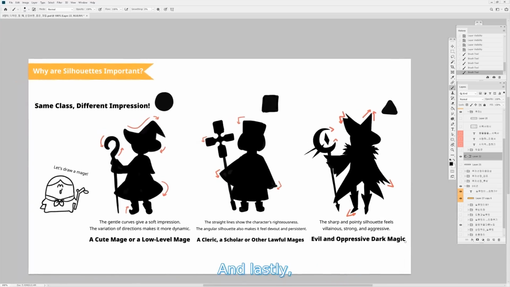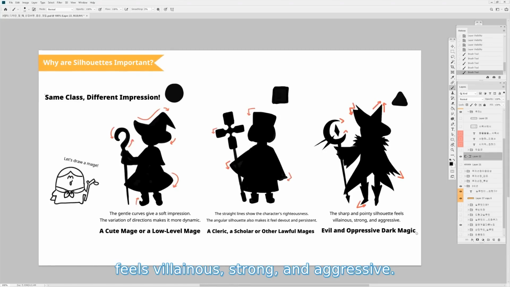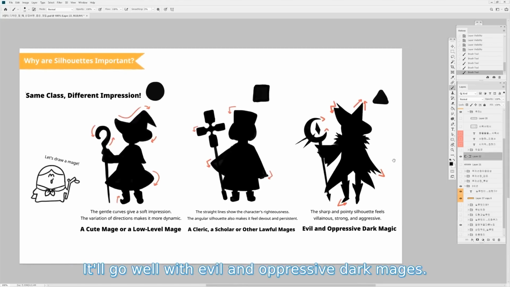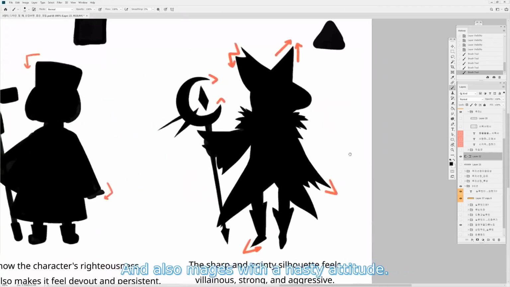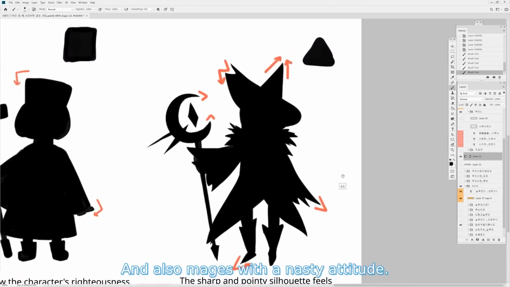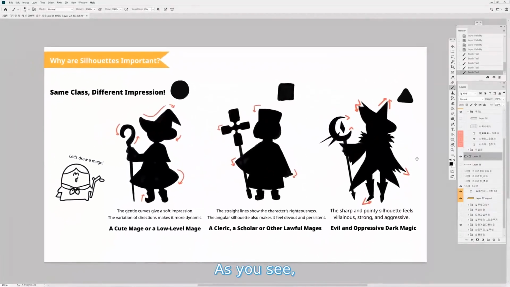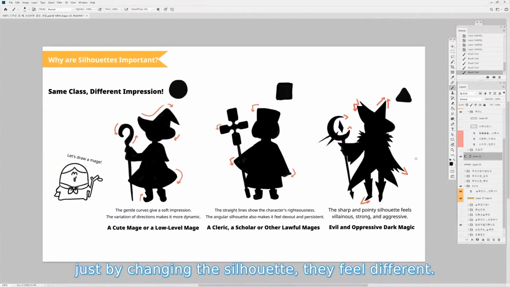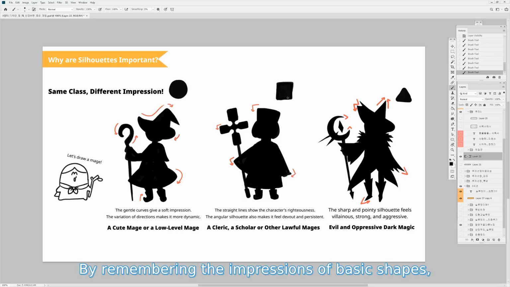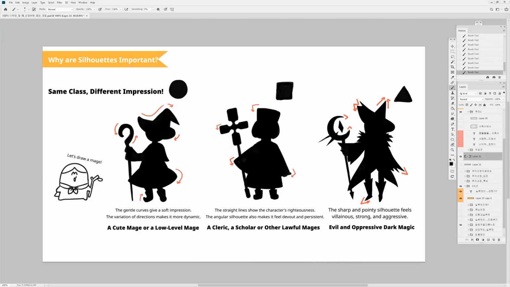And lastly, the sharp and pointy silhouette feels villainous, strong, and aggressive. It'll go well with evil and oppressive dark mages, and also mages with a nasty attitude. As you see, just by changing the silhouette, they feel different. By remembering the impressions of basic shapes, you can use them in character designs. Next, we'll study how silhouettes can feel different.